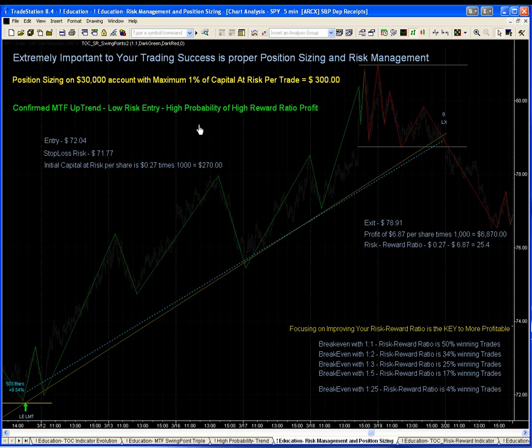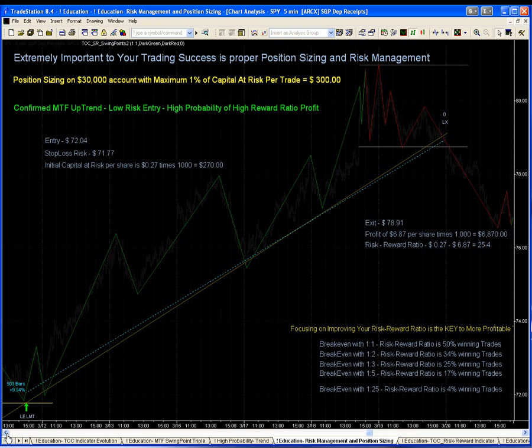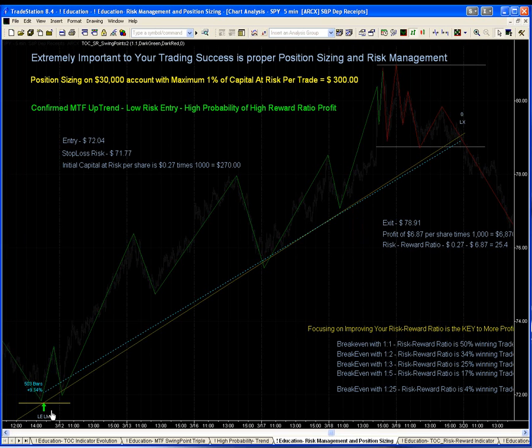So assuming that, let's use this for an example. We have a confirmed uptrend of the multiple time frame. We're looking for a low risk entry with a high probability of a high reward ratio profit. So here's an example. We basically had an upward trend. We had a pullback. We got into the entry here. Our stop loss was the yellow line right below the last swing low.